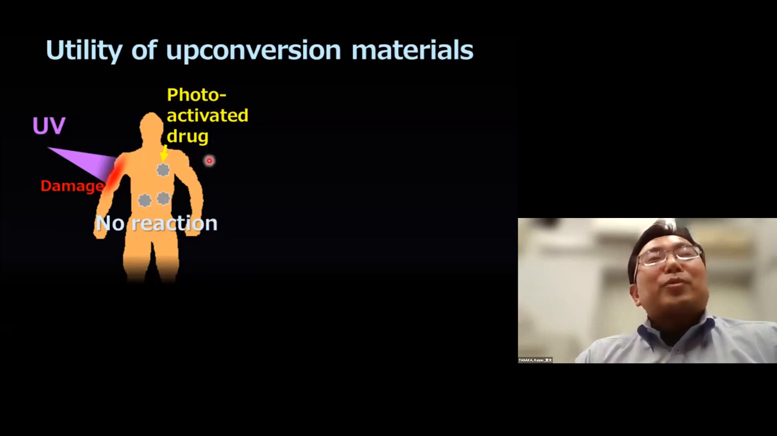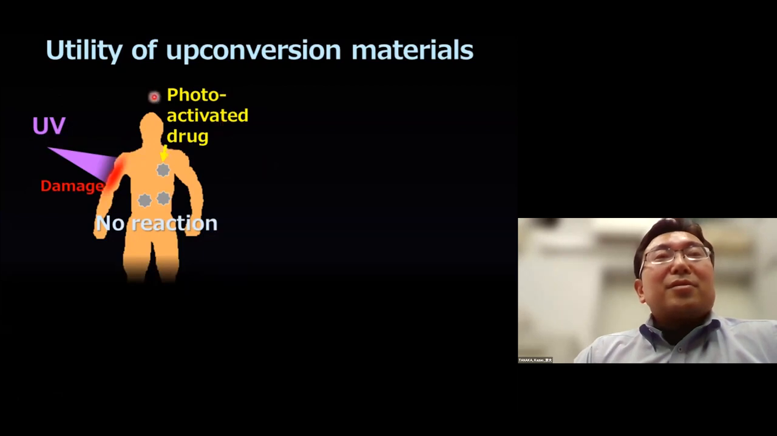At this stage, there are various types of photoactivated drugs, but at a deep spot inside the body, these drugs cannot be activated by photoirradiation. Usually, for the activation of these drugs, UV light irradiation is needed. But as you know, UV light causes severe damage at the surface of our body. Therefore, these drugs cannot be used except for the skin.